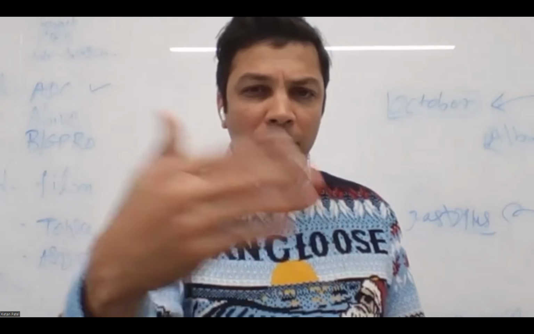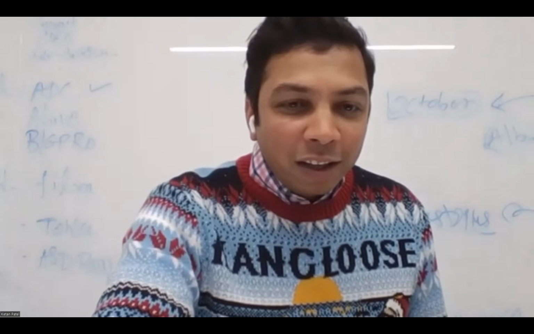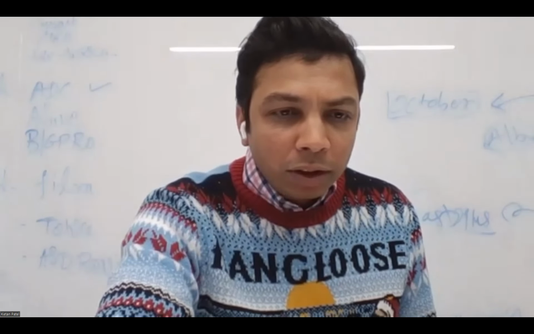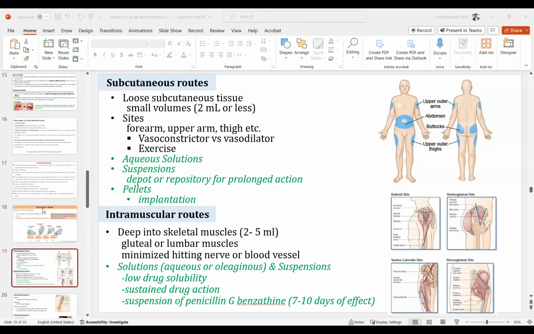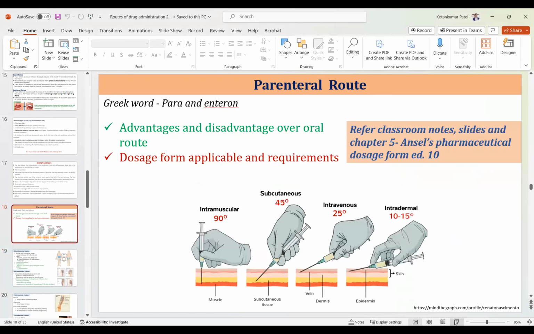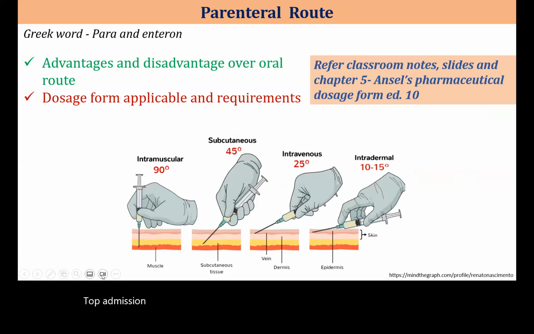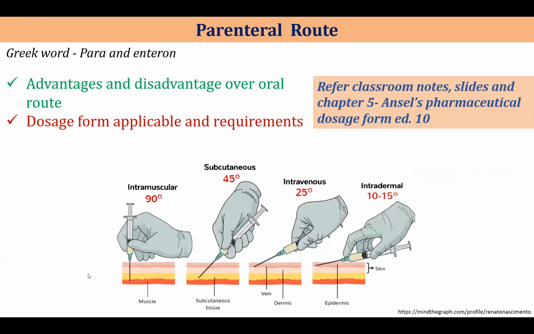I'll stop my video just to cut down the MBs. You can see the screen. We'll start with the parenteral route of administration. From this slide onwards, you have to read it for exam 3.